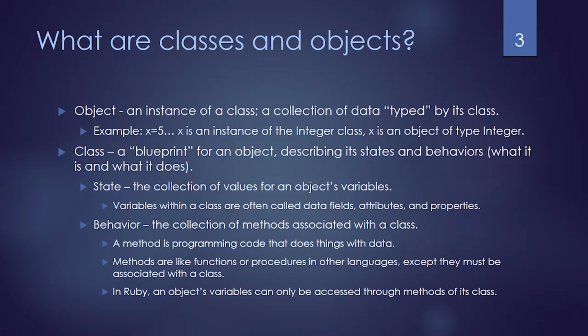The behavior of an object is basically the collection of the methods associated with that class. A method is programming code that does things with data. Methods are like functions or procedures in other languages, except they're always associated with a class. And in Ruby, an object's variables can only be accessed through methods of its class. So you cannot access them directly, and that is part of the object-oriented programming paradigm, which we'll discuss next.